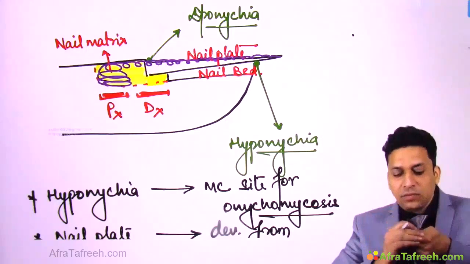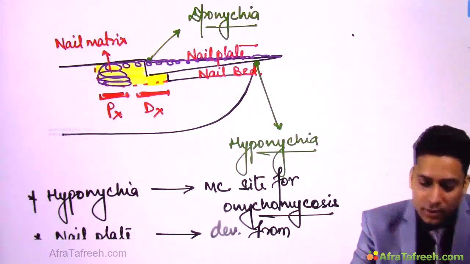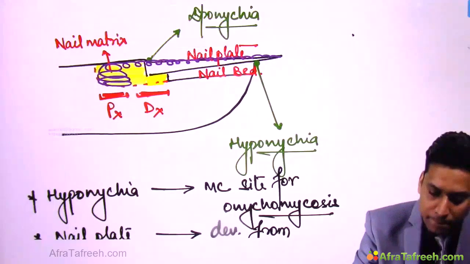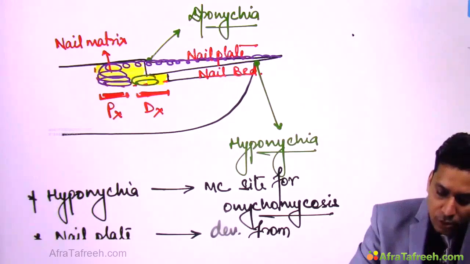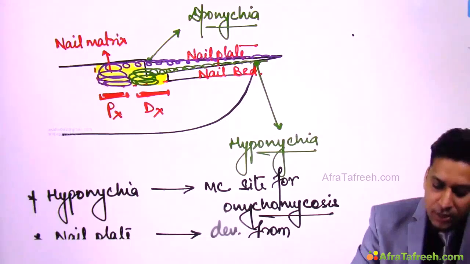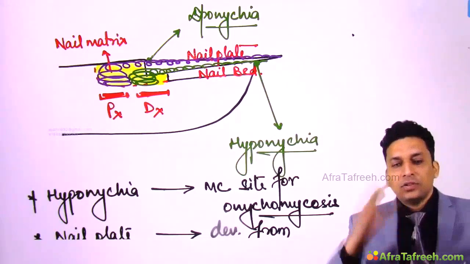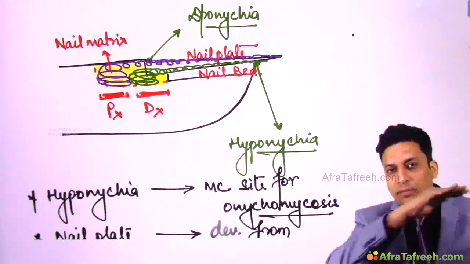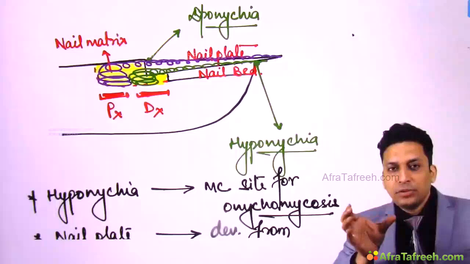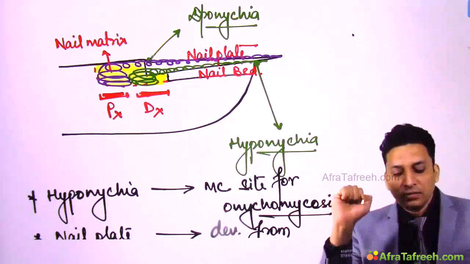So proximal is forming the dorsal part of the nail plate, while this distal portion forms the ventral part of the nail plate. Clear? So the proximal part of the nail matrix is forming the dorsal part of the nail plate. The distal portion of the nail matrix is forming the ventral part of the nail plate.